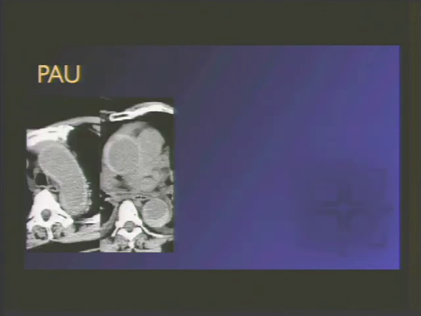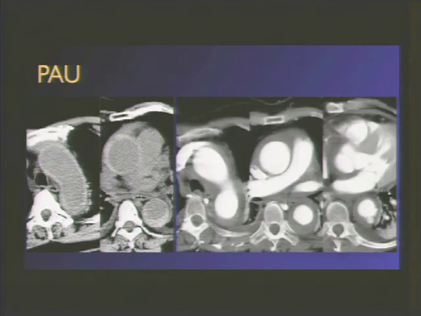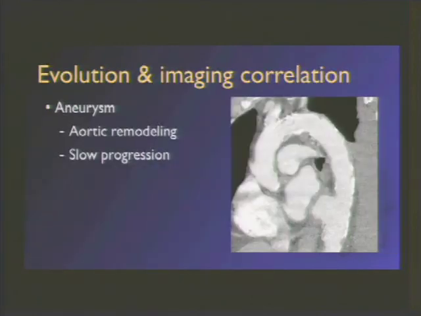Here's another classic example of a type A penetrating aortic ulcer with intramural hematoma. You can see all the bleeding here in the aortic arch, extending from the ascending aorta to the descending aorta. And here in the contrast CT, you can see that there's a little ulceration at the level of the descending thoracic aorta, consistent with a penetrating aortic ulcer.